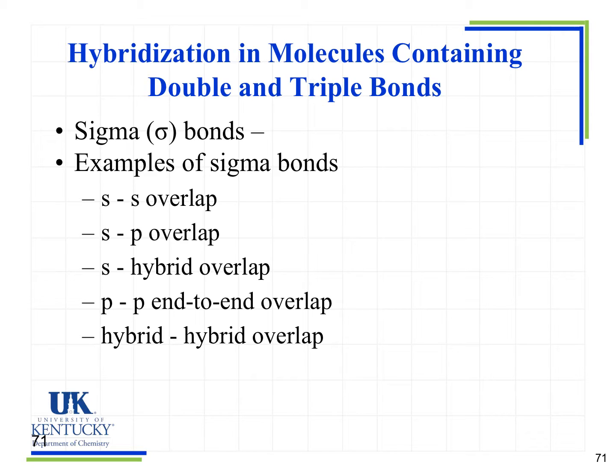So looking at the sp3 hybrid orbital of carbon overlapping with the s orbital of hydrogen, that was an sp3-s, so an s-hybrid orbital overlap, forming that sigma bond. Okay. But we need to deal with what happens when we have double bonds. How do we explain the overlap happening there to predict those bonds?